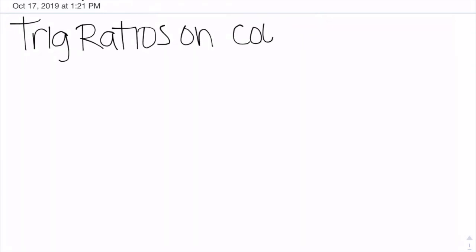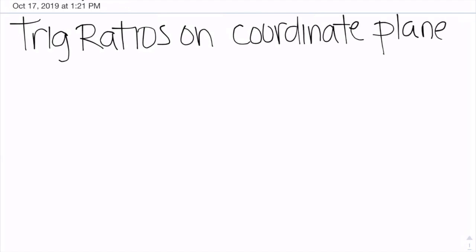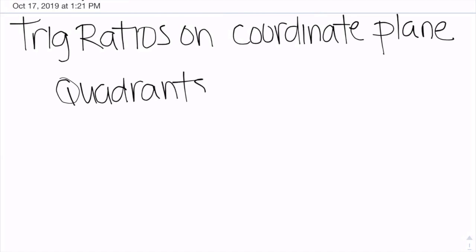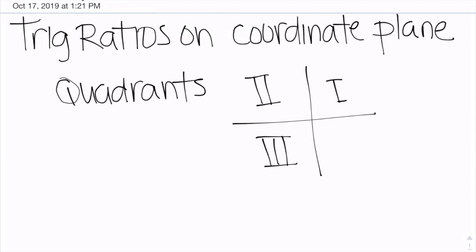Today we're going to talk about trig ratios on the coordinate plane. And so we're going to start by reviewing our quadrants of the coordinate plane. And so this is quadrant 1, this is quadrant 2, quadrant 3, and quadrant 4. Now I wrote it in Roman numerals, but I'll write it in red with normal numbers.